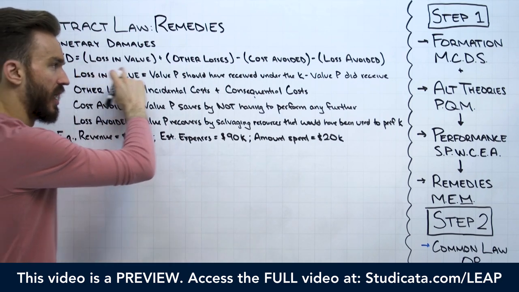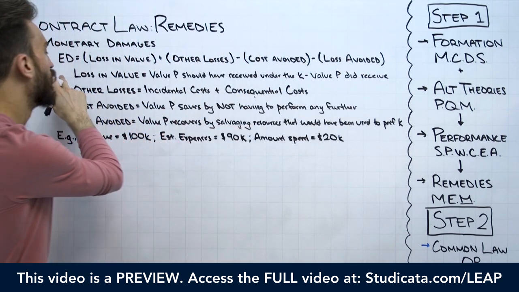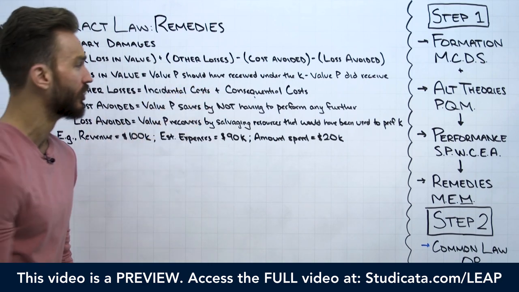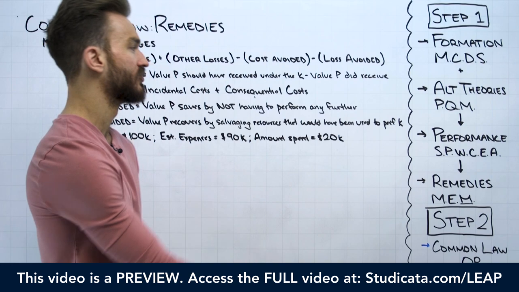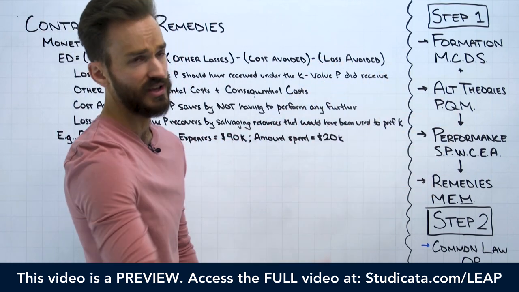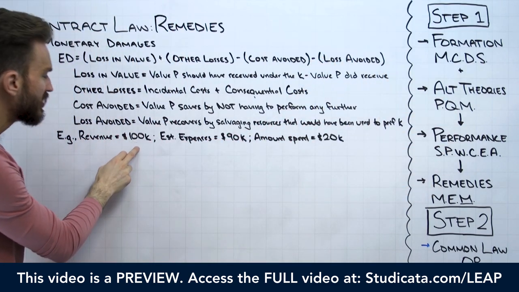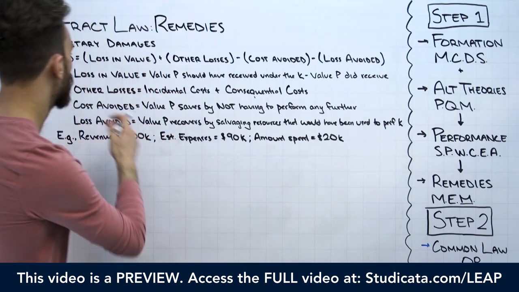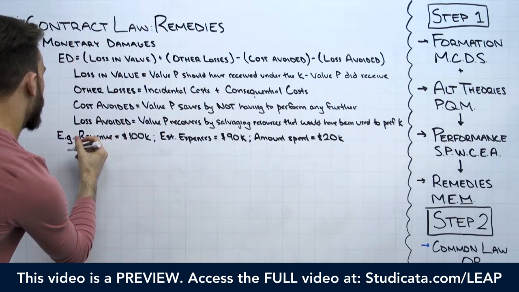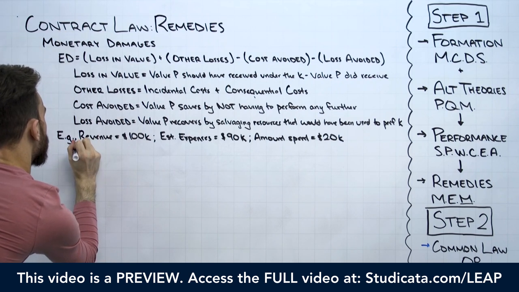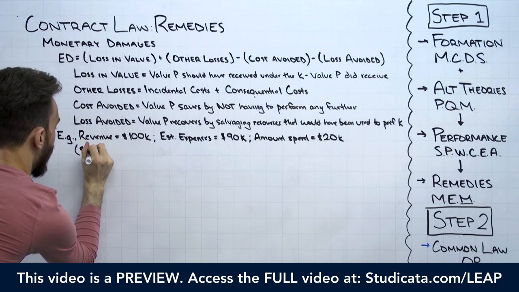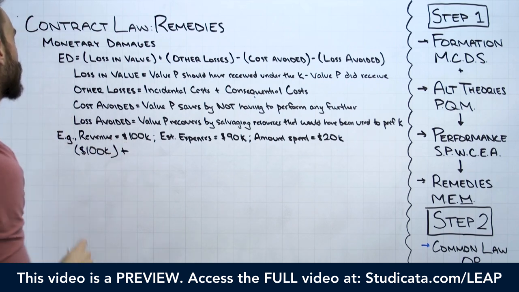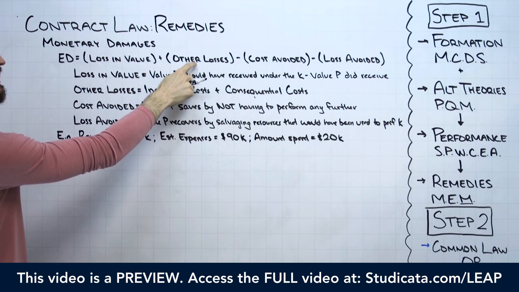Well, we plug in our four variables. What's the loss in value? What's the value the plaintiff, the builder, should have received under the contract minus the value that he did receive? Here he was supposed to get $100,000 and he hasn't received anything. So his loss in value would be $100,000. Write that in.